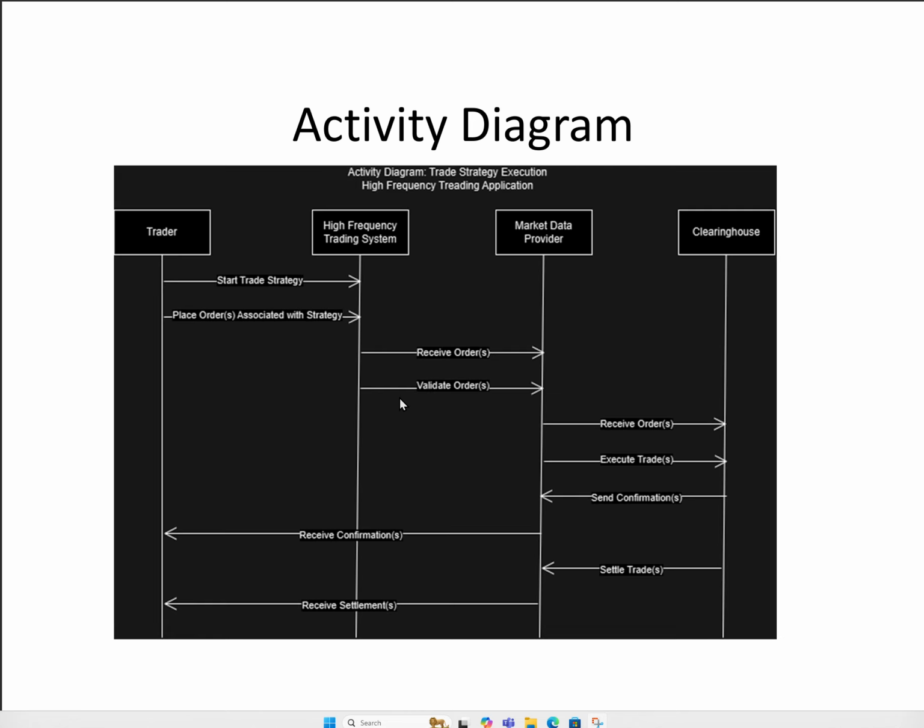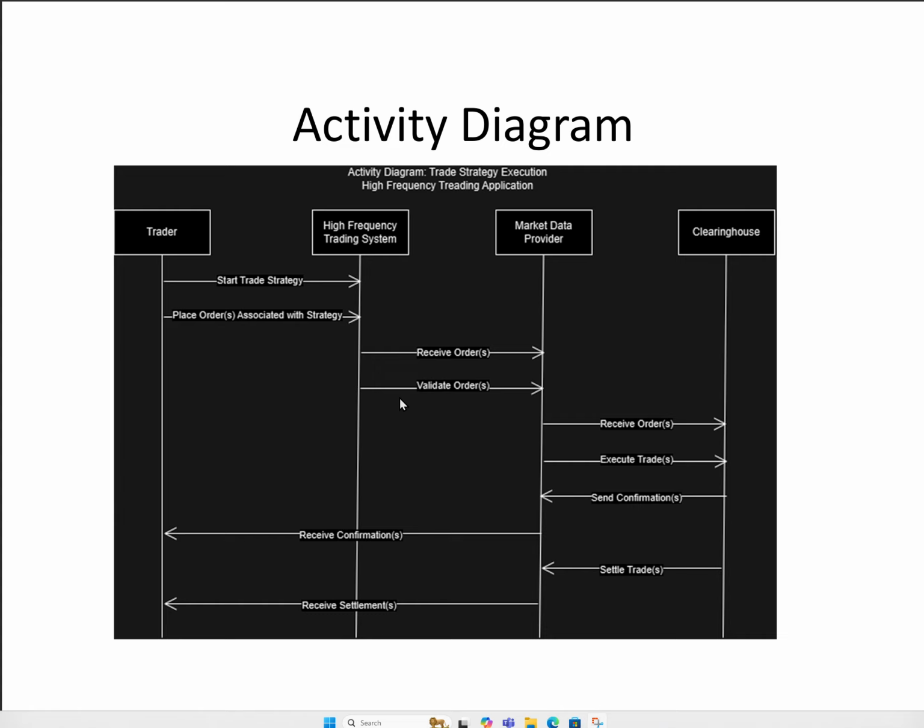For the activity diagram, it further details interactions between the trader, the high-frequency trading system, the market data provider, and the clearinghouse, highlighting the process of order placement, validation, execution, and settlement in the high-frequency trading application.